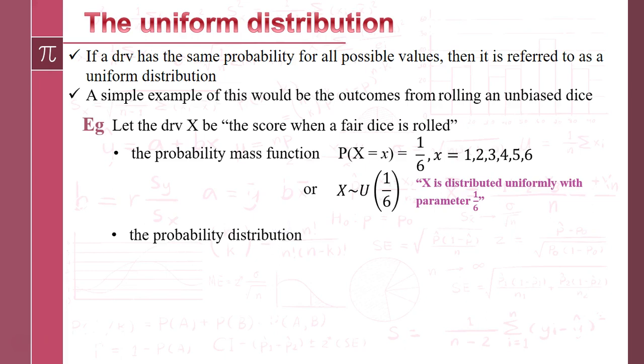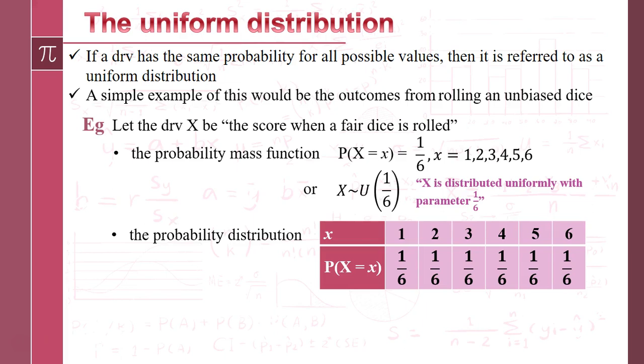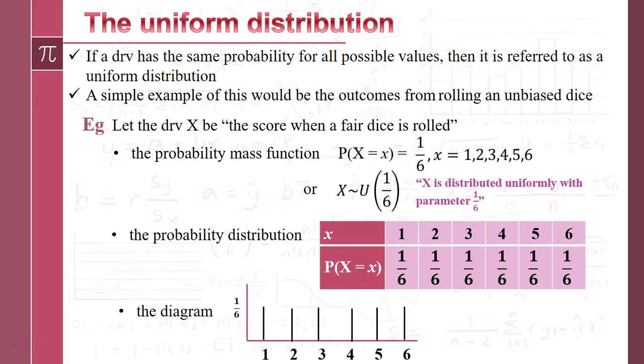So we've got that. If we describe it as a probability distribution as a table, there you go, all a bit obvious and a bit dull. And if we had it as a diagram, it would look like that. And that quite literally is all we really need to say about the uniform distribution. I told you it was going to be a short one.